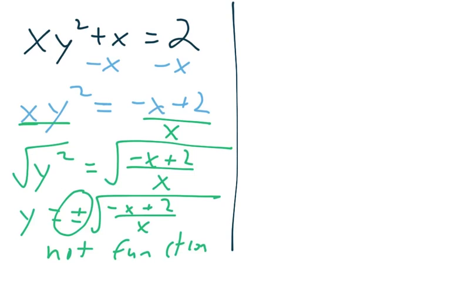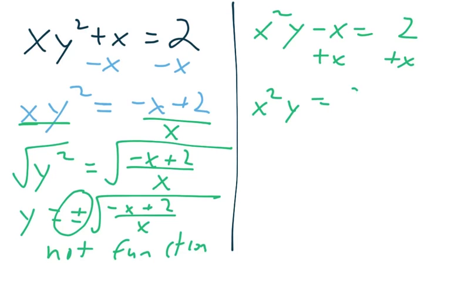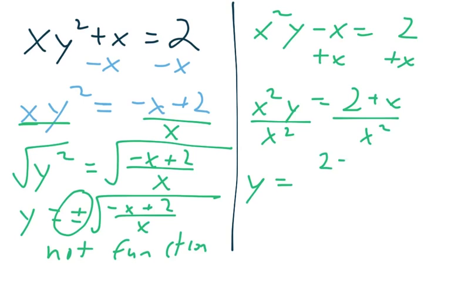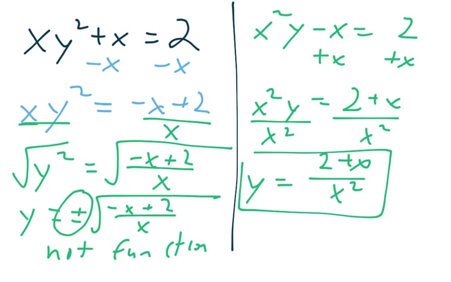If I tried this as x squared y minus x equals 2, and I add x, x squared y equals 2 plus x, divide by x squared, y equals 2 plus x over x squared. When I solve for y, we didn't have plus or minus, so that's going to be a function. So that's it for this particular part of 2-2.